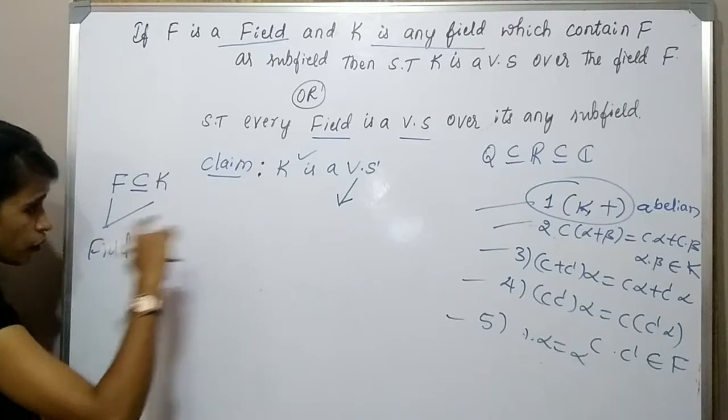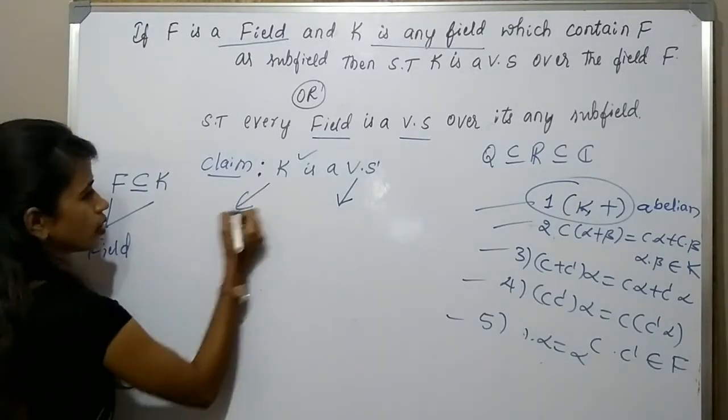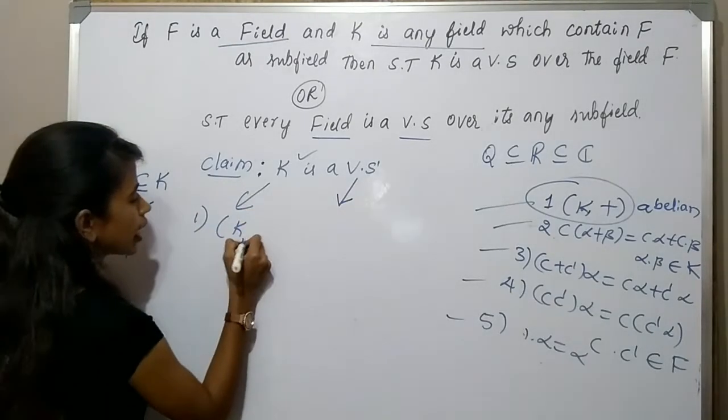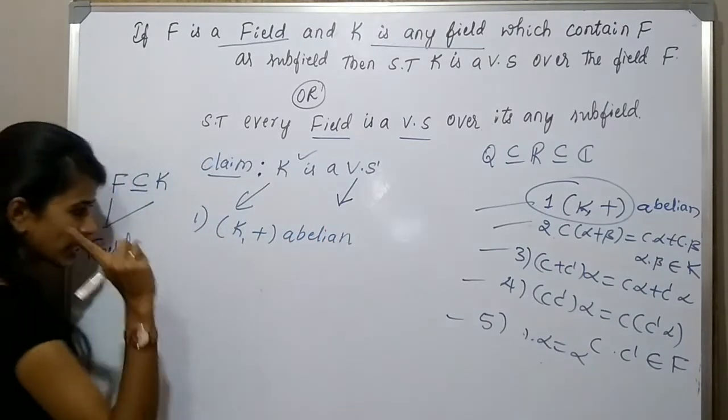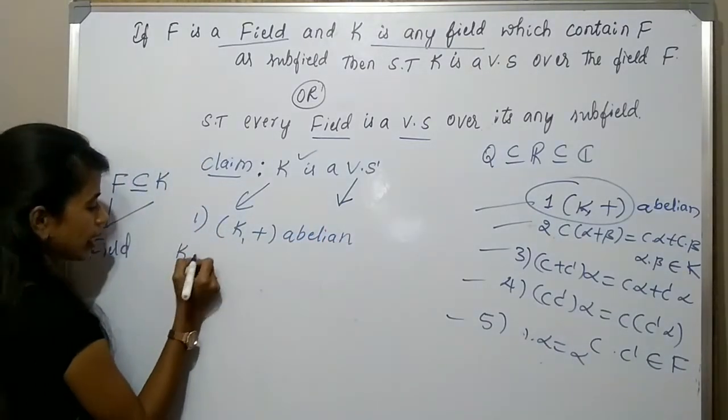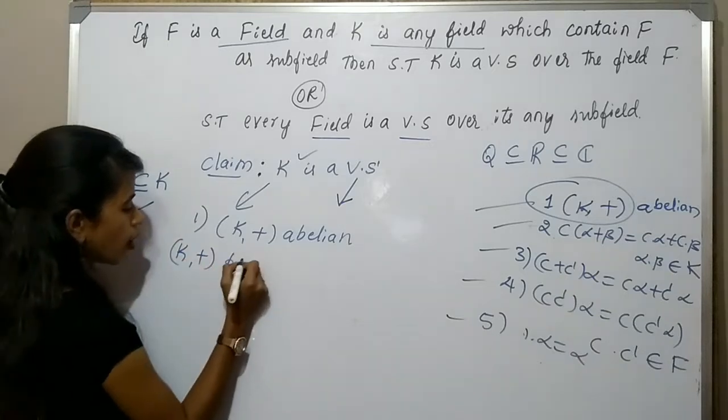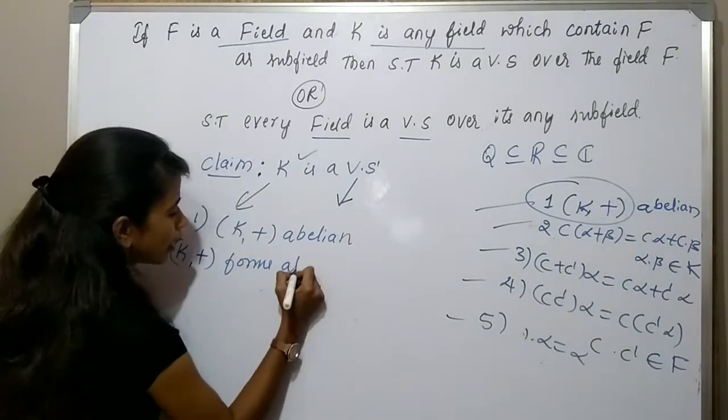So those are all 5 conditions for this. For abelian, the first condition, we have to show that (K, +) is abelian. So just write in one sentence: K with respect to addition forms an abelian group.